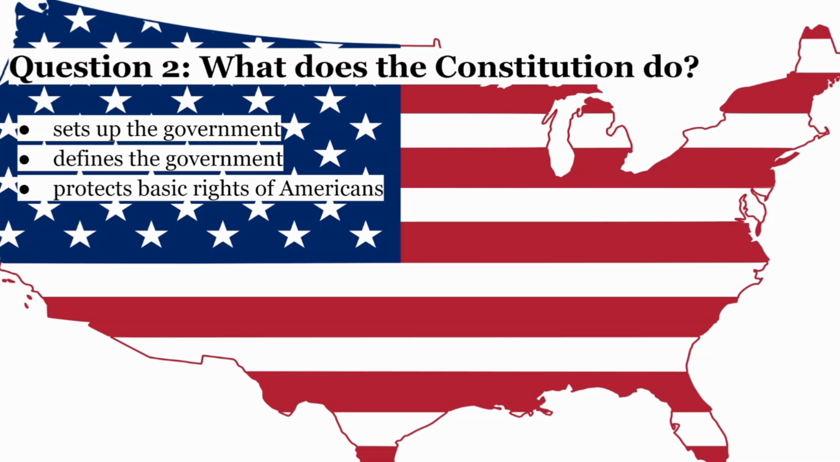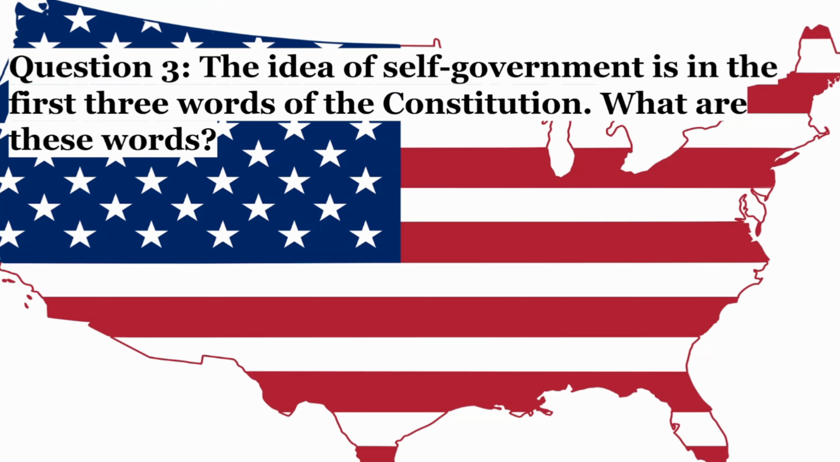All right, so next question. The idea of self-government is in the first three words of the Constitution. What are these words? So if you want to answer, pause the video, but the answer to this question is: we the people. So this one is kind of like a catchphrase, I guess. You just need to memorize this one.